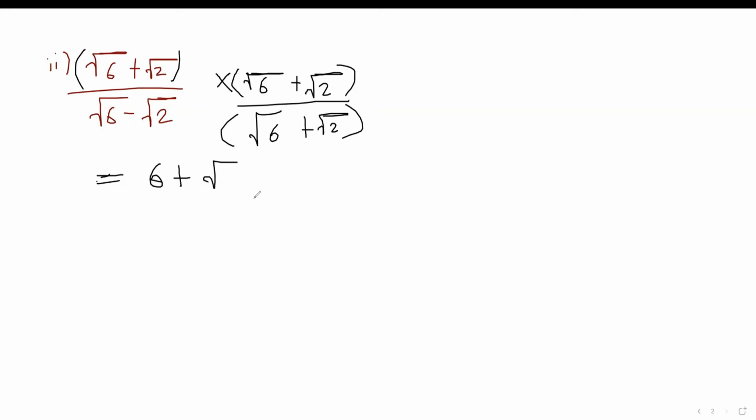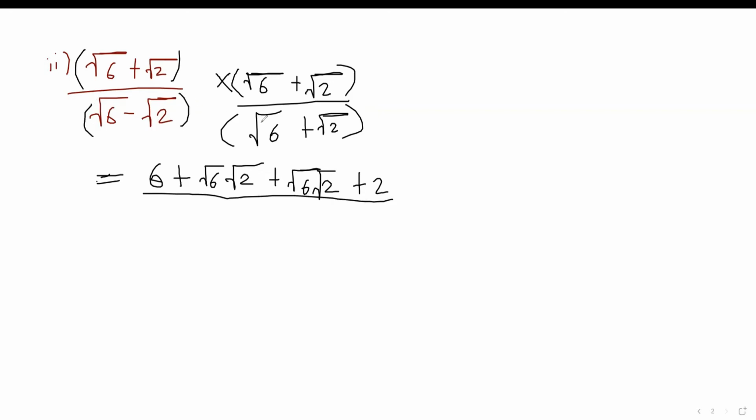Maybe not, it's not so evident. √6 times √2, if you want to write it like this, it's √6 times the root of 2. Then we multiply √2 times √6, which is plus √6 times the root of 2. Then we multiply √2 times √2, that is just plus 2. And this is then being divided by, in the denominator, the difference of 2 squares.